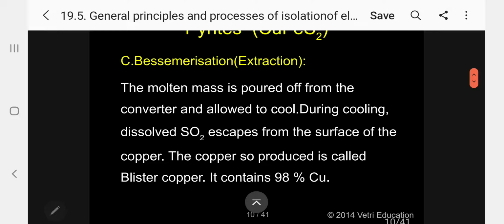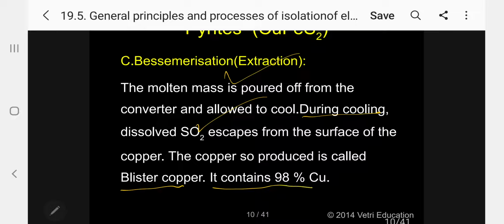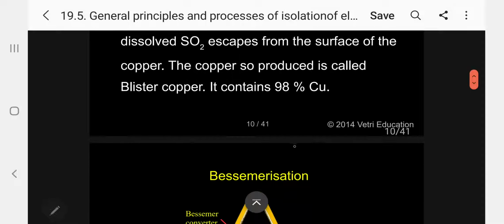Kindly follow. The molten mass is poured off from the converter and allowed to cool. During cooling, the dissolved SO2 escapes from the surface of the copper. The copper so produced is blister copper. It contains 98% of copper. Kindly follow.